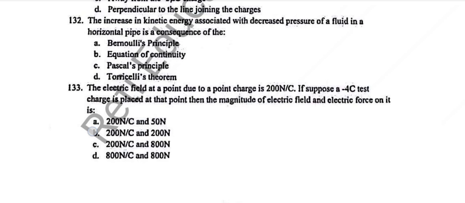Electric field stays 200 Newton per C. Force is equal to qE, which is 4 into 200, that is 800. The negative sign only changes direction, not magnitude.